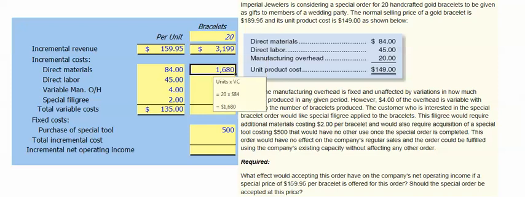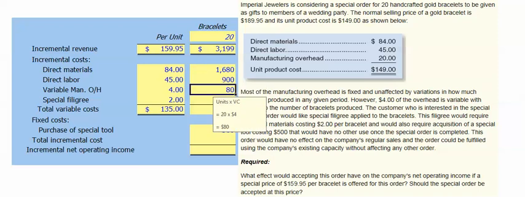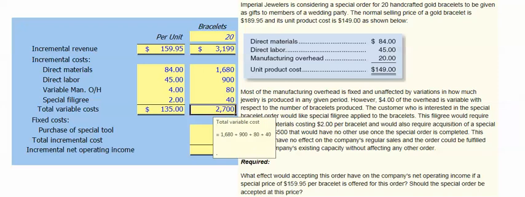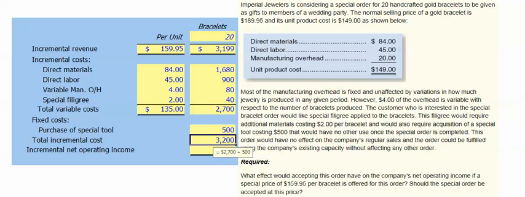Our direct material cost will be 20 bracelets times $84 apiece, or $1,680. Direct labor cost will be $900. Our variable manufacturing overhead cost will be $80, and our cost of the special materials for the filigree will be $40. In total, our variable cost will be $2,700. Once we add to this the cost of the special tool, our incremental cost will be $3,200, which unfortunately is greater than our incremental revenues of $3,199. At a price of $159.95, we should not accept the special order.